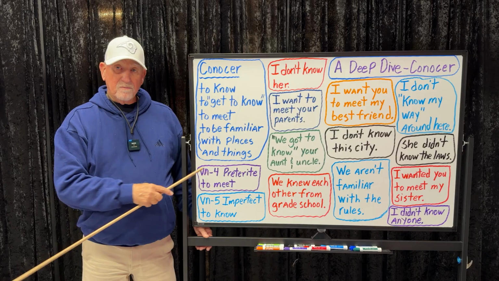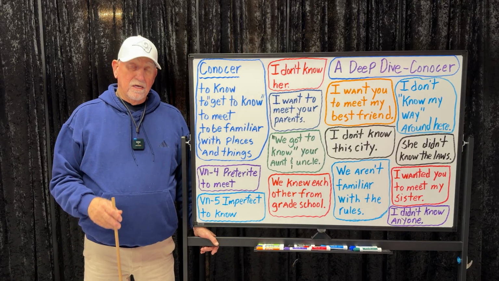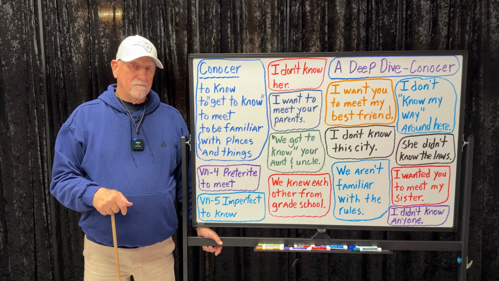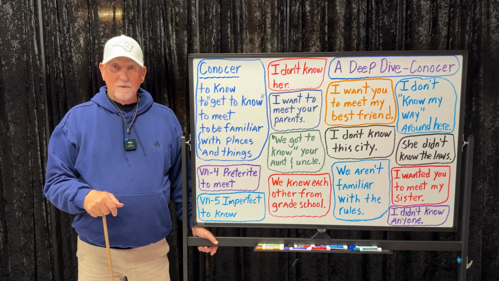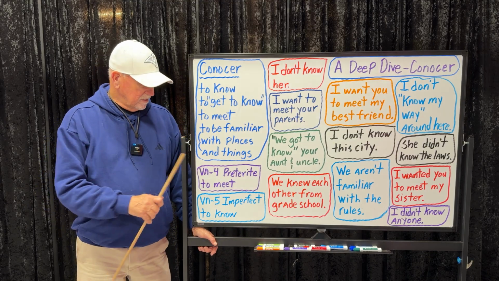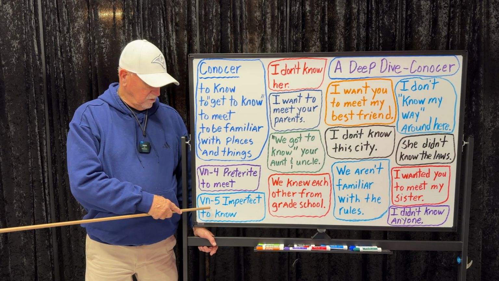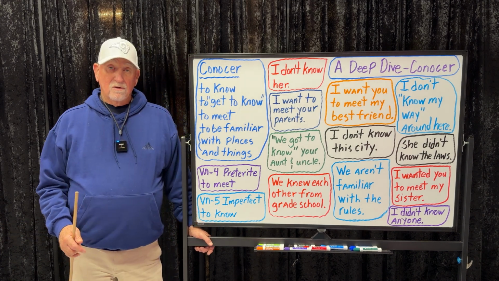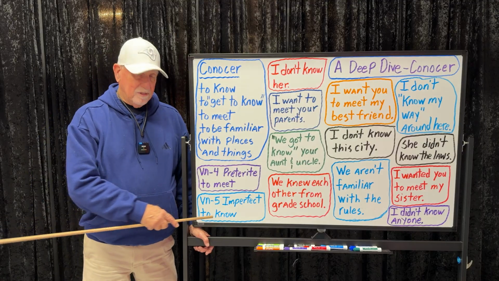However, when you go into the preterite, verb number 4, conocer means to meet, only to meet. Like, I met him, they met us last week, to meet. If you want to say that you knew someone in the past, you're going to go to verb number 5, the imperfect, and it's going to be conocía. Conocía. For example, I knew him would be lo conocía.